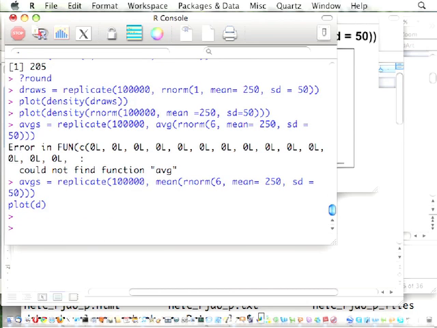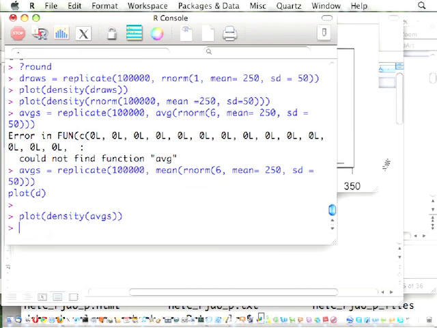Plot density of averages. And tell me what you think it's going to look like. Will it look normal? Yes or no? Yes. Will it be centered at 250? Yes or no? Yes. Will it have an SD of 50? No. 50 over the square root of 6. It should look narrower. Does it look narrower? Thank you for saying that.